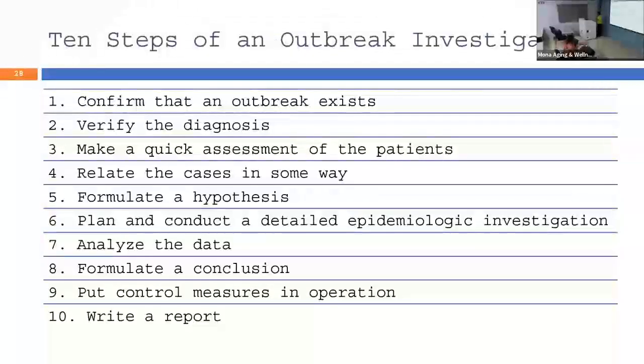All right, the 10 steps of an outbreak investigation: confirm that the outbreak exists, verify the diagnosis, make a quick assessment of the patients, relate the cases in some way, formulate a hypothesis, plan and conduct a detailed epidemiological investigation, analyze the data, formulate a conclusion, put control measures in operation, and write a report.